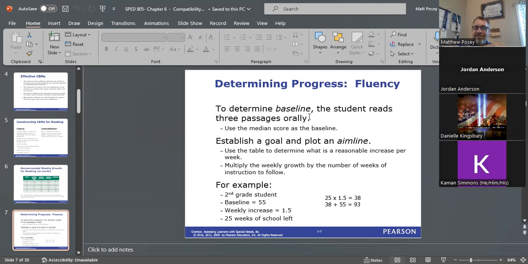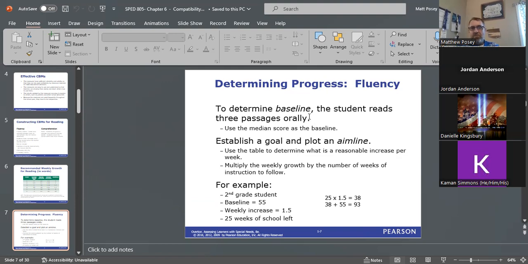For this assignment on CBM, our goal for the next couple weeks is for you to collect 6 data points. That means you're going to have to give that probe 6 different times. That's why I'm bringing this up tonight, to give you time to spread these out over the next 2.5 weeks so you don't have to clump them all together. You can administer it, wait 2 or 3 days, give another probe, wait a couple of days, give it again, and spread it out over 6 different probe administrations.